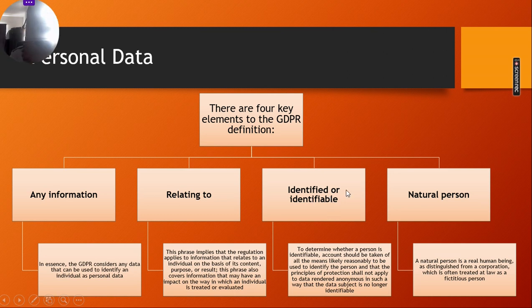Then identified or identifiable, anything that can help to identify the particular person is called personal data. Then a natural person is the fourth element of personal data. A natural person, because personal data is about a real human being, so it must belong to a real human being, it cannot be like a hollow halo.